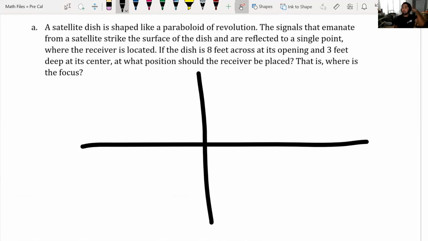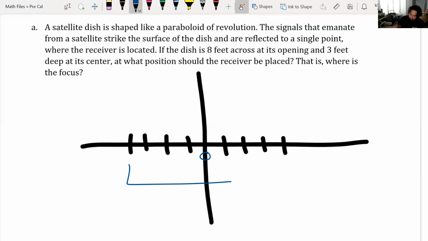Is that our satellite dish is 8 feet across. So we have to figure a way how to put this on a coordinate plane. So if I put 0 here, and if our dish is 8 feet across at its opening, this means from 0, we are going to go right 4 units, or right 4 feet, and left 4 feet. So we're going to go 1, 2, 3, 4, and 1, 2, 3, 4.